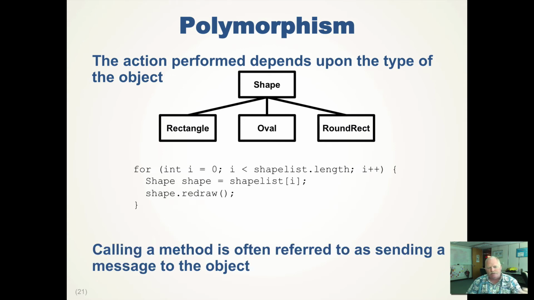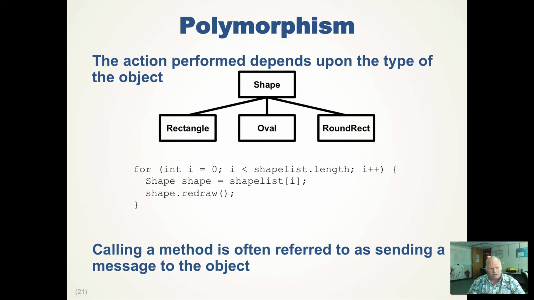So I can then create a list, or an array, of shapes, loop over it, pull out the shape, and call redraw, knowing that all my objects have a redraw method, so this is completely legal, and basically it will work. And the idea is often thought of as: when you call a method on an object, you're sending a message to the object to do something. So you're sending each shape a message to redraw itself. That's one way that people like to think about these, when they say behaviors or messages.